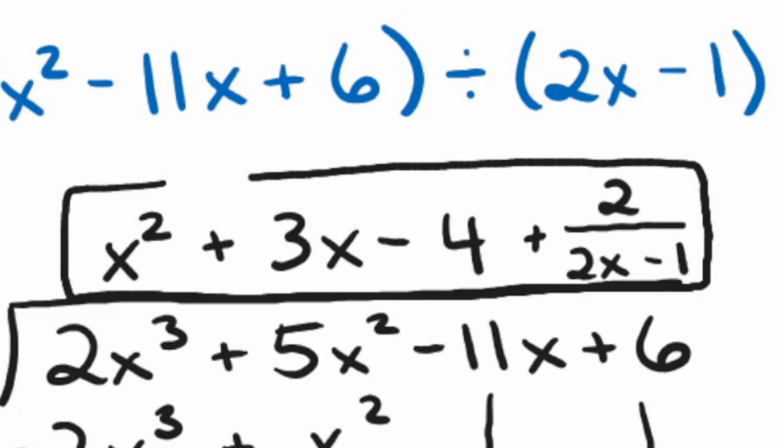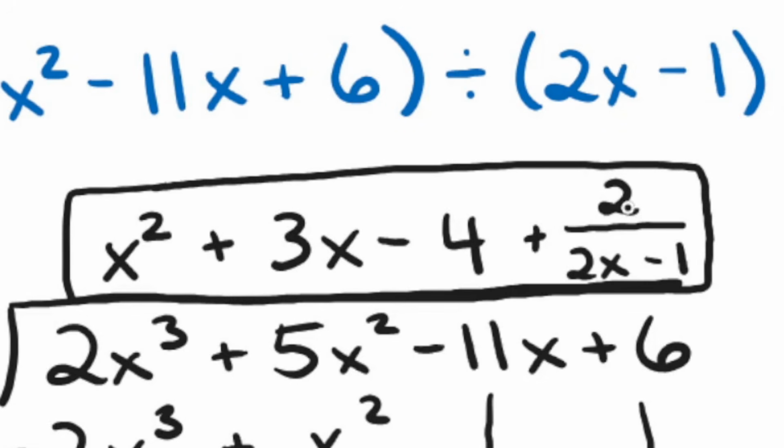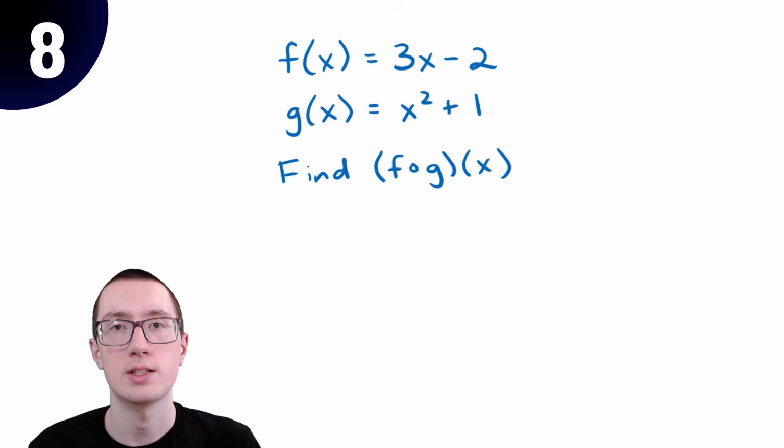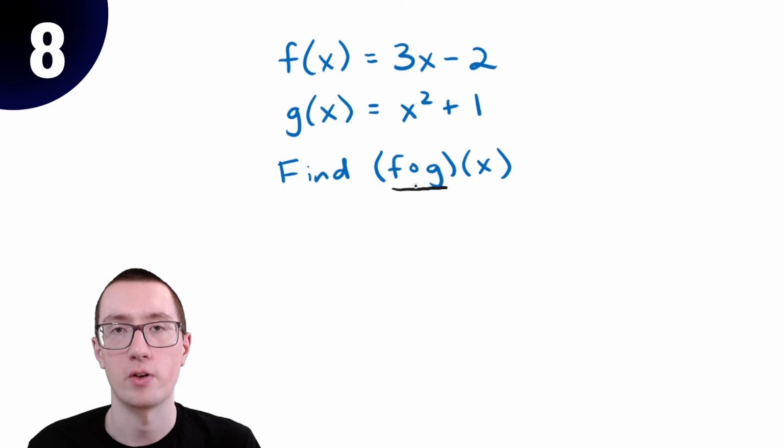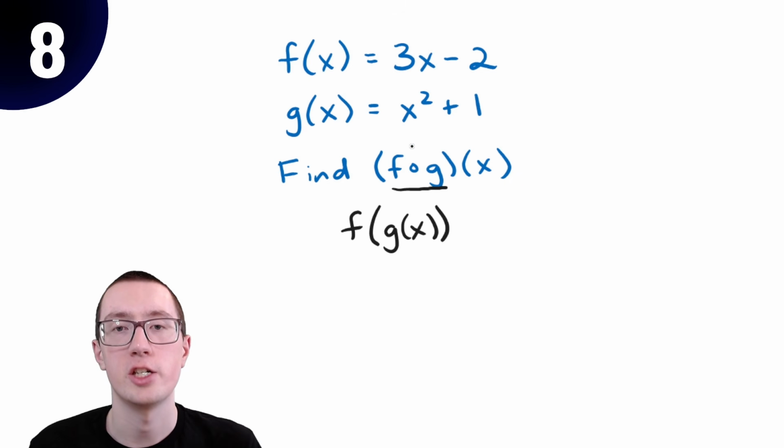X squared plus 3x minus 4 plus our remainder here, 2 over 2x minus 1. All right, let's get into some functions, or f of x. And we have an f of x and a g of x here, and we need to find f composite g of x? Well, this is a composite function, and this reads f of g of x. And we can actually rewrite this as f of with g of x inside. If this was g composite f, then it would be g of x with f of x inside.